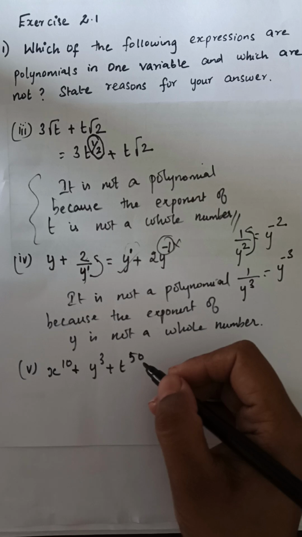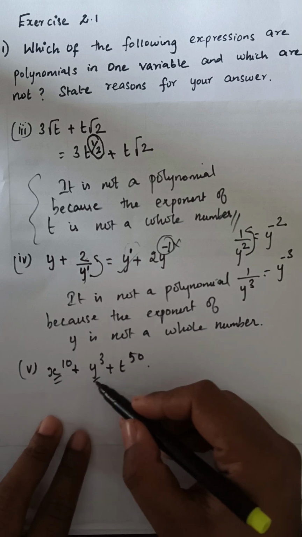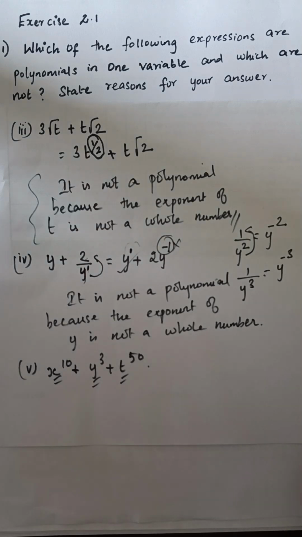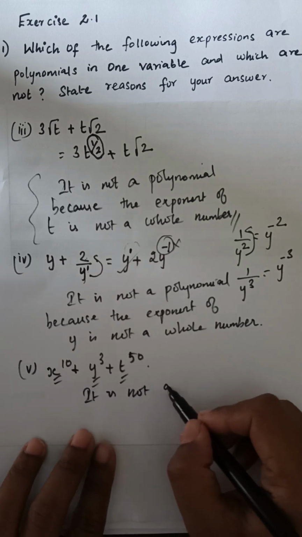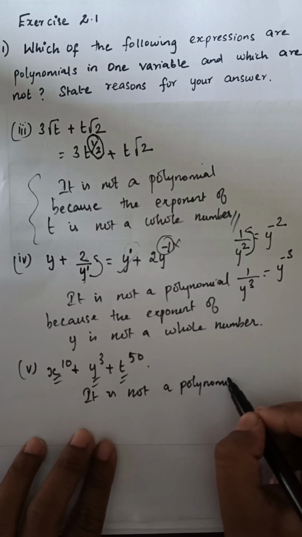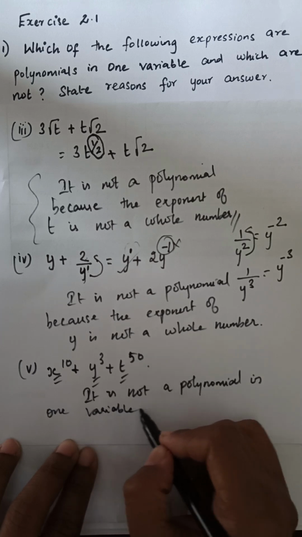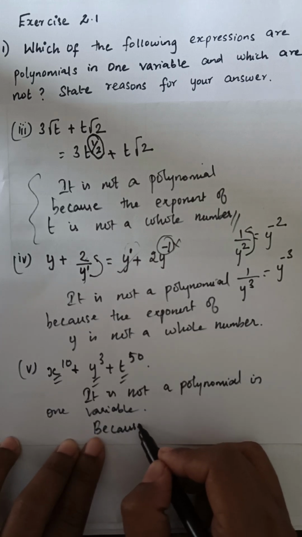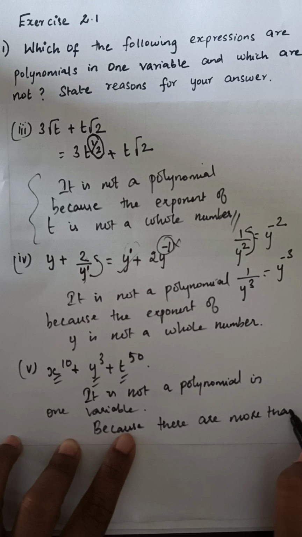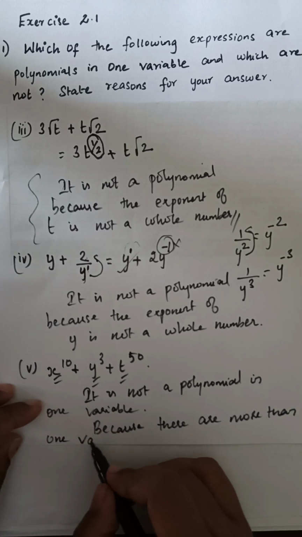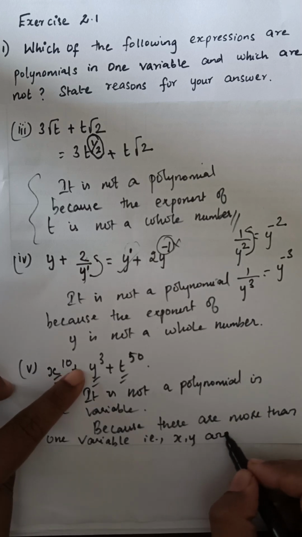That's it. Okay, this is the last part, and by seeing itself we can know there are three variables x, y, t. So of course it is not a polynomial in one variable. So we can write it is not a polynomial in one variable, because you should state the reason, right? Because there is more than one variable, that is x, y, and t.